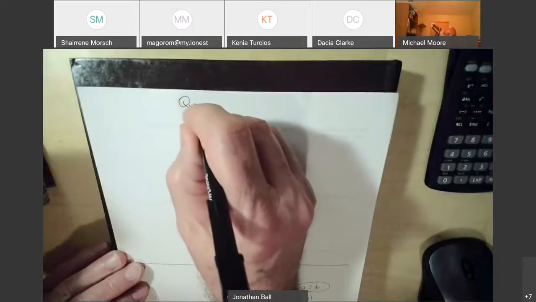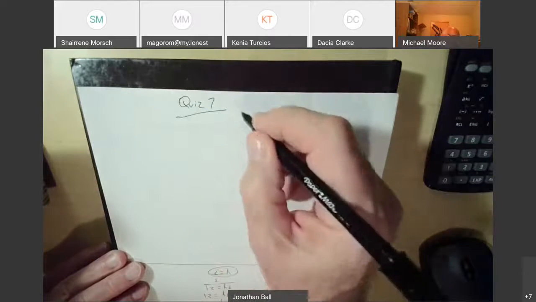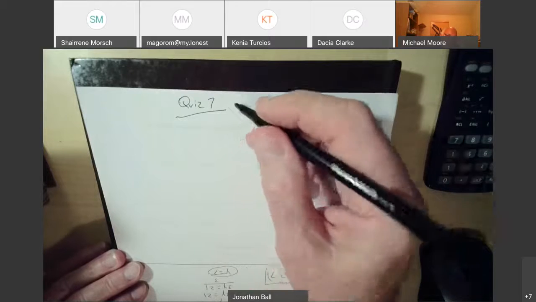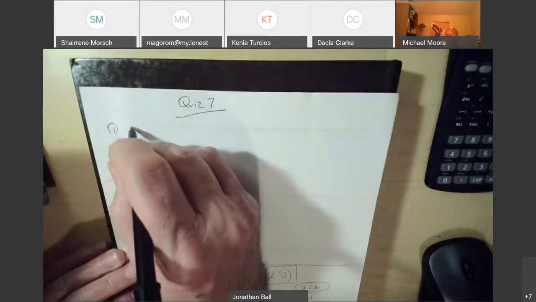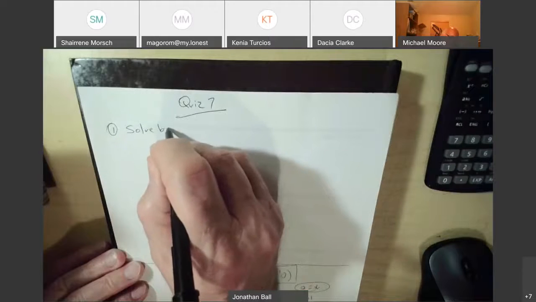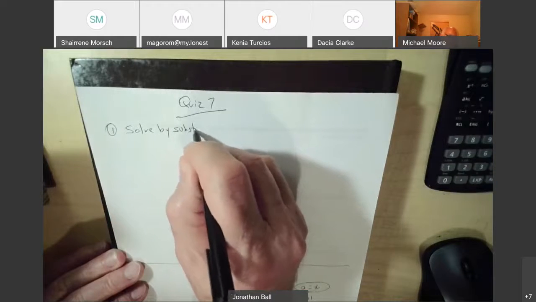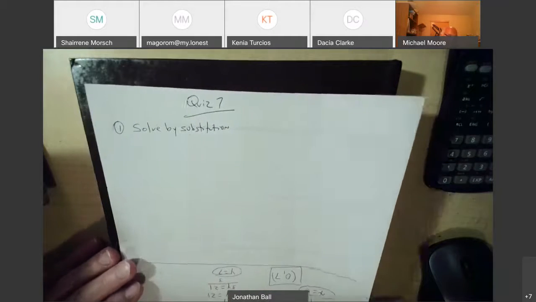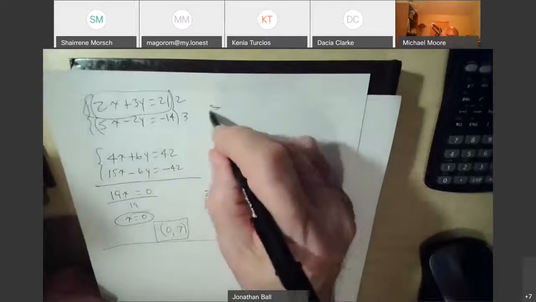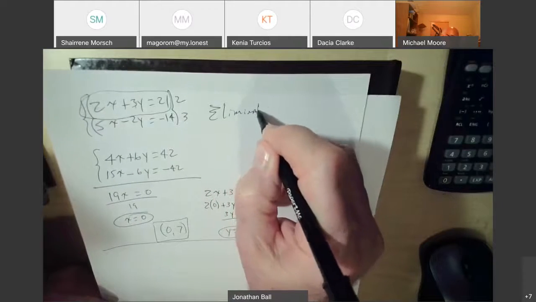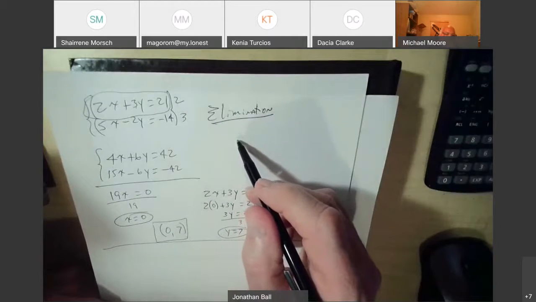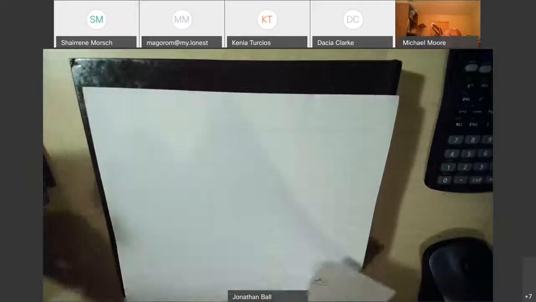Okay, this is quiz number 7, and it's due next Tuesday, I think. Okay, number 1. Solve by substitution. Now what we've just been doing with all this other misery here, remember this one's elimination. You'll see some of the books will call this the addition method, where you add the two together. I've always seen it called elimination, but who knows what they do.